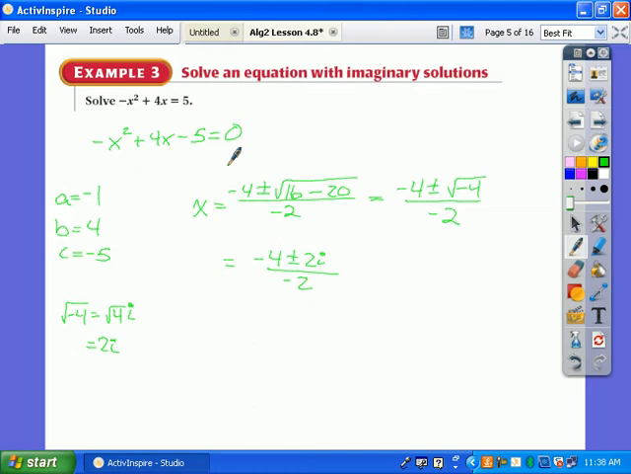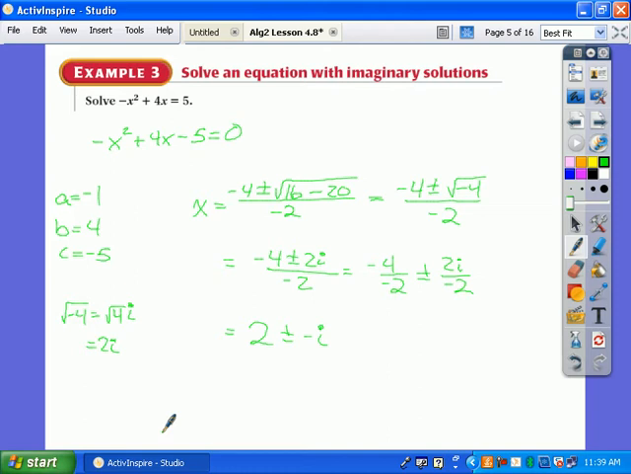And now this is where we want to take it one step farther. We'll want to simplify this fraction. Watch what happens if I write this: I get -4 over -2 plus or minus 2i over -2. Of course, -4 divided by -2 is +2, and 2i divided by -2 is just -i. So 2 plus or minus i represents the two solutions to our quadratic equation.